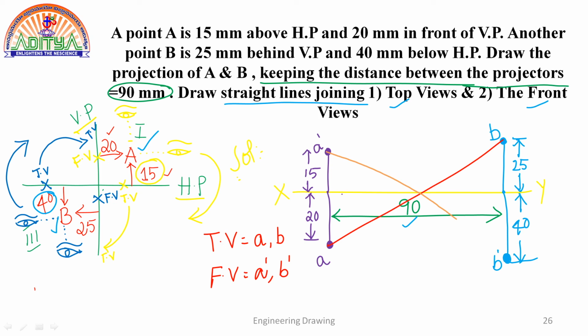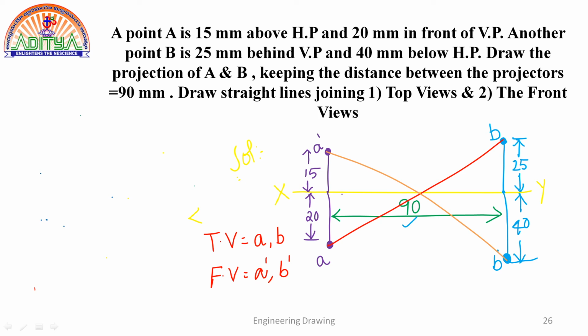Next, front view A dash B dash, we have joined with a scale. So this is the solution for the given question. Once again I am explaining, listen carefully.